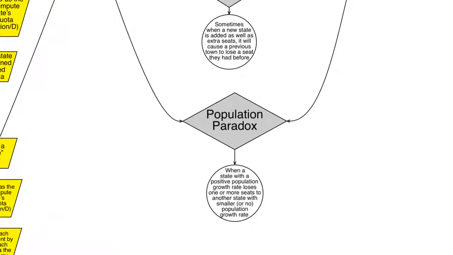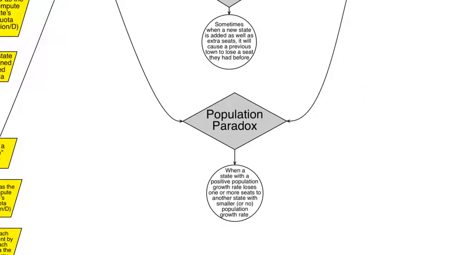Now, the population paradox is another thing that can happen with Hamilton's method. When a state with a positive population growth rate loses one or more seats to another state with a smaller or no population growth rate, that is a paradoxical and unfair situation as well. Because think about it, if a state increases in population, why should that state lose a seat in Congress when some other state that doesn't even have population growth gains that seat? That makes no sense at all. But occasionally this does happen, and it happens with Hamilton's method.